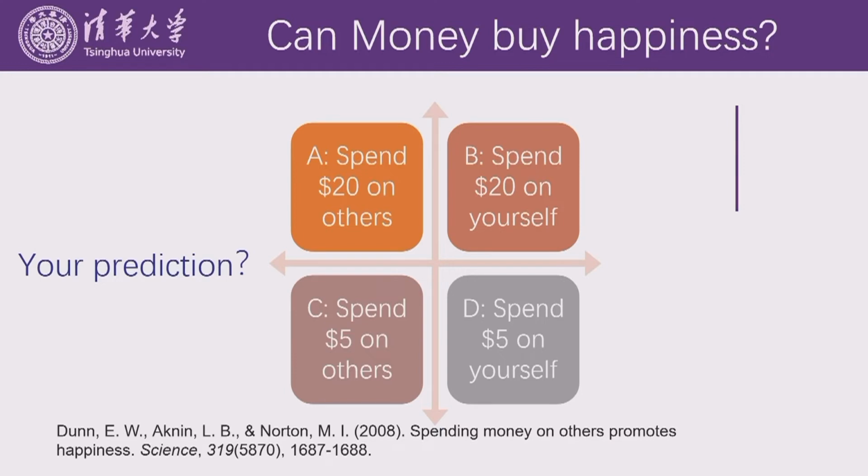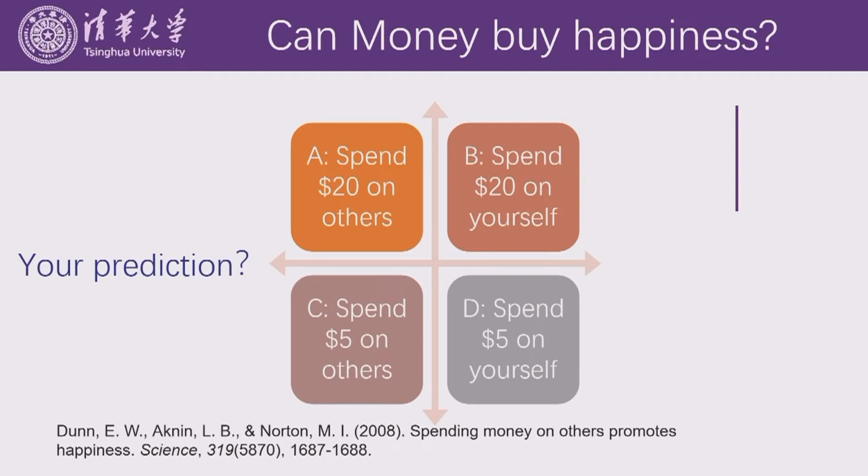For one group, they give them $20. These are A and B groups. And for the other group, C and D, they give them $5. But then they divided them into another two groups. The first group, okay, you have to spend money on yourself. This is the B and D group. And for A and C, you have to spend money for others. For example, you have to buy a gift for someone else, buy a coffee, or invite someone to watch a movie, or you donate the money to charity.